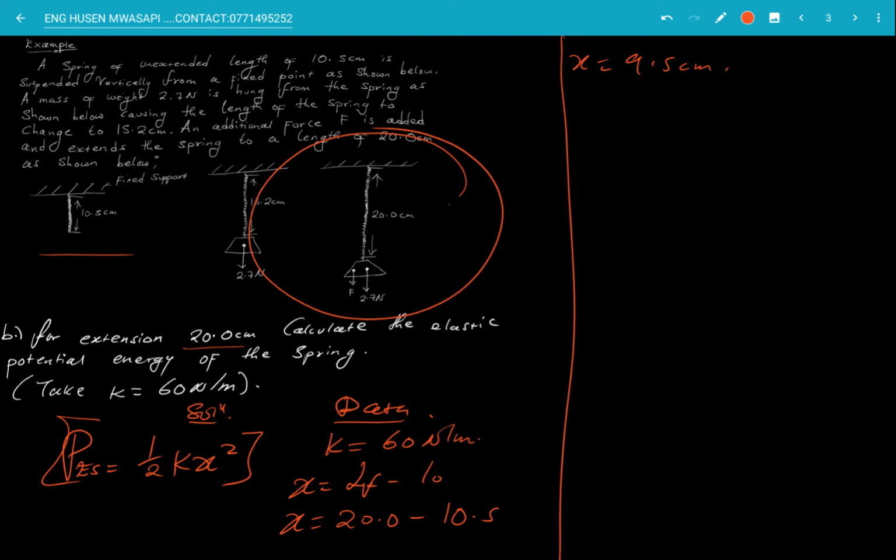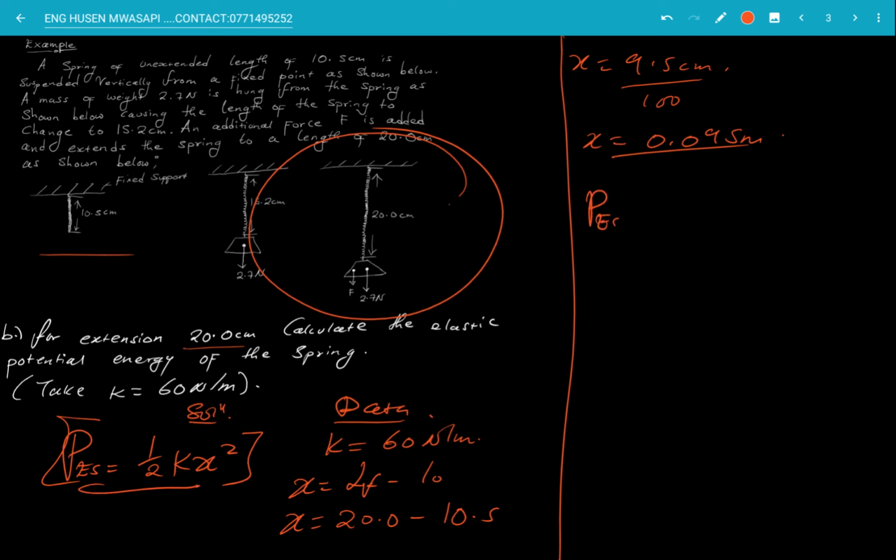Extension can never really be in centimeters unless specified. So we convert to meters, so we divide it by 100. So extension will be equivalent to 0.095 meters. Upon having this value, all we need to do next is to plug back in our formula.